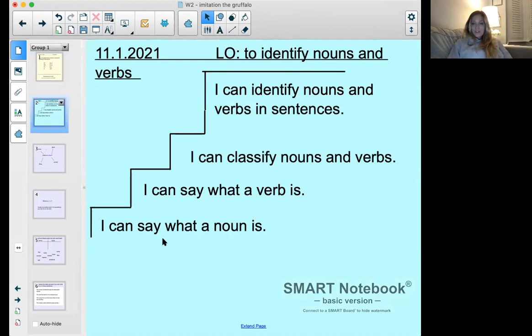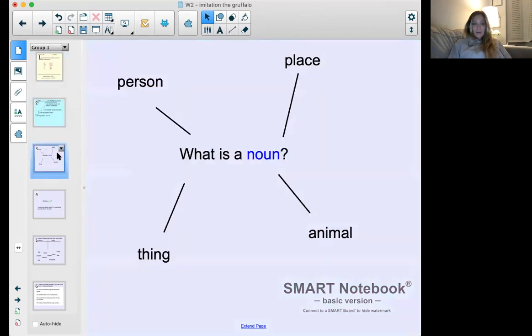Okay, today we're going to be identifying nouns and verbs. So we're going to start with our steps to success. I can say what a noun is, I can say what a verb is, I can classify or sort nouns and verbs, and finally I can identify nouns and verbs in sentences. So let's review. What is a noun? Right, a noun is a person, place, thing, or animal. And I know we've talked about that loads this year, but every single sentence will need a noun, and that's going to be who or what the sentence is about.